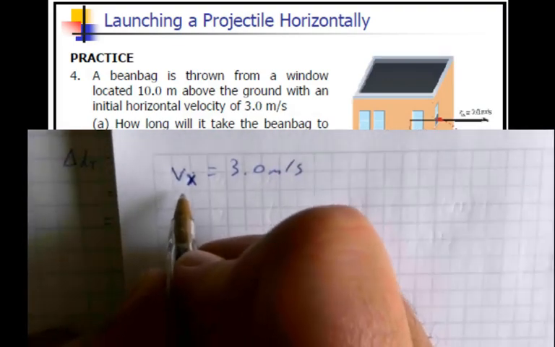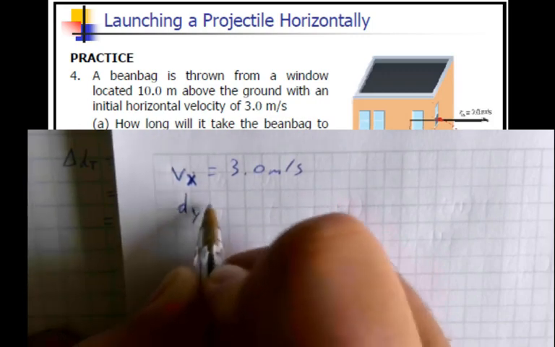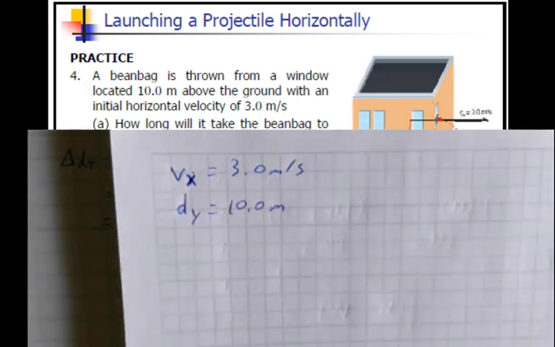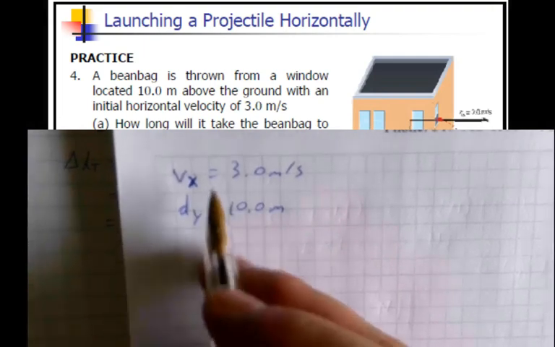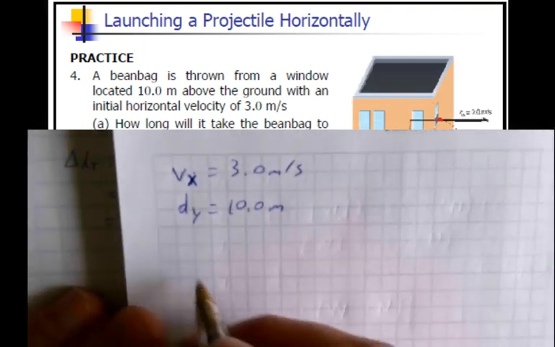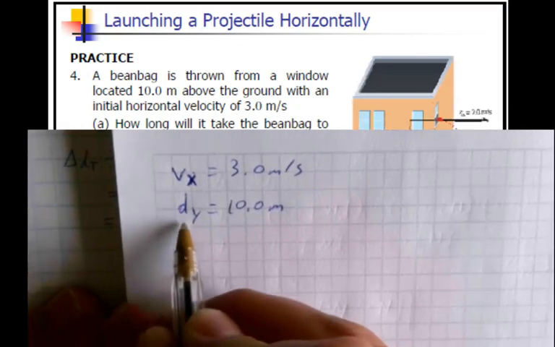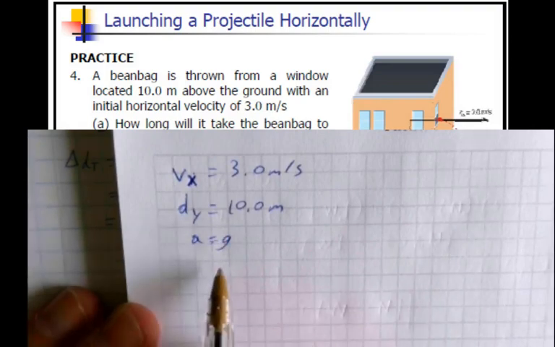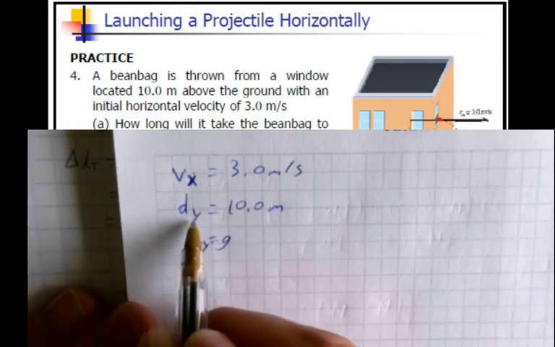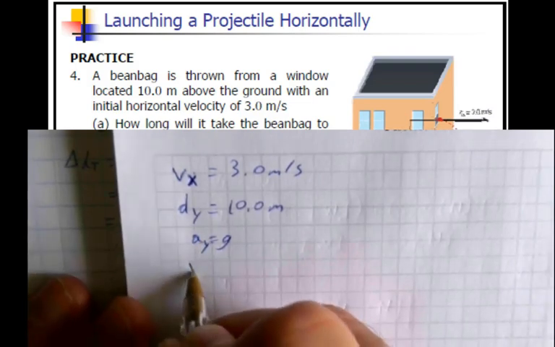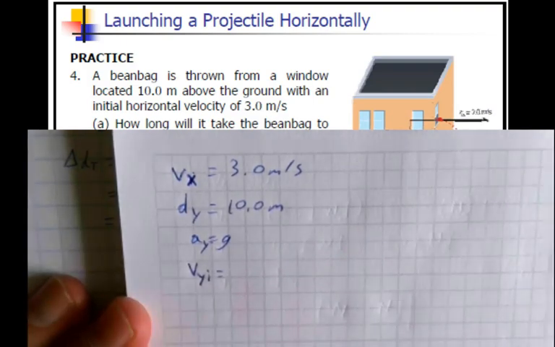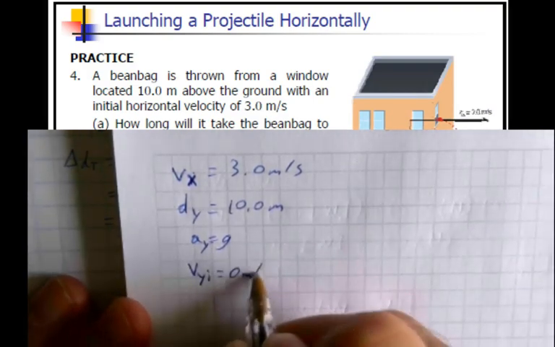We have the dy that it travels is 10.0 meters. So that is our height. We need to find, in this question, how long it takes this beanbag to hit the ground. So what we're really looking at is we have our acceleration in the y direction. We have our distance traveled in the y direction, and the beanbag doesn't have an initial y velocity, or rather its initial y velocity is 0 meters per second.